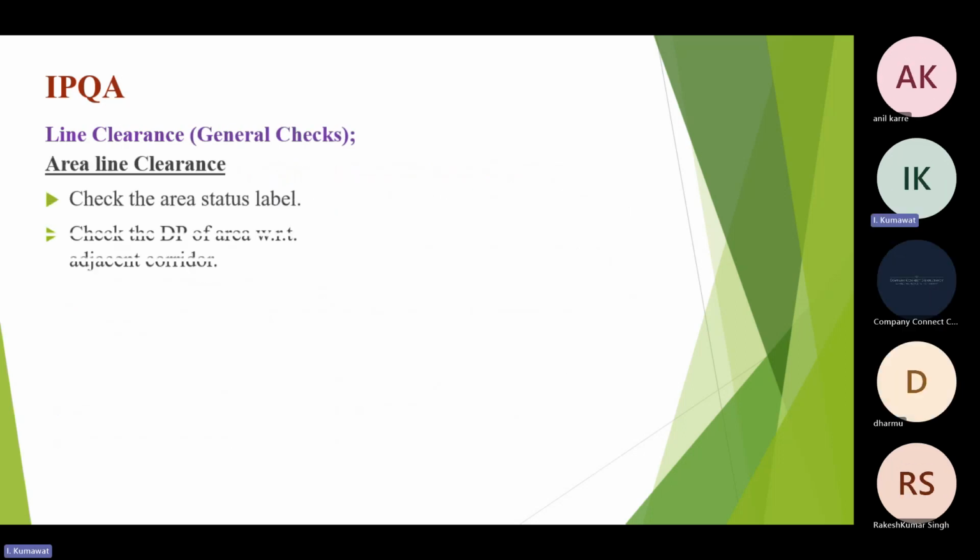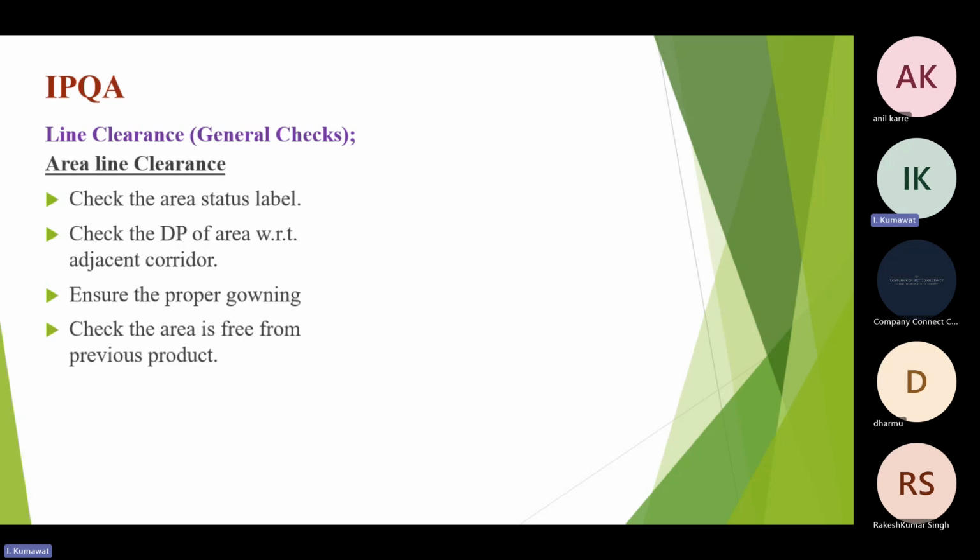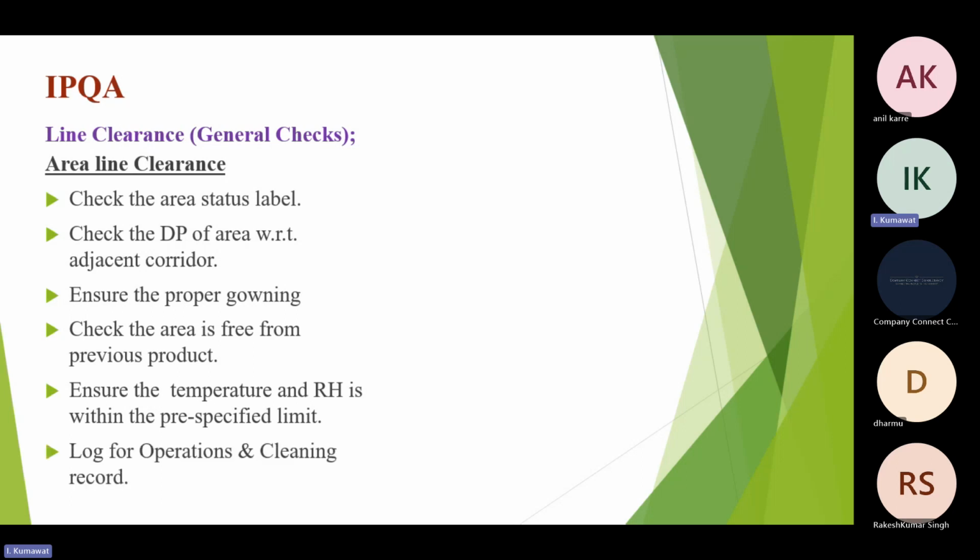Area clearance: check the area status label, check the DP of the area with respect to the adjacent corridor. DP is the differential pressure. Ensure proper gowning, check the area is free from the previous product, ensure the temperature and RH are within the pre-specified limit. Log for the operation and cleaning records.